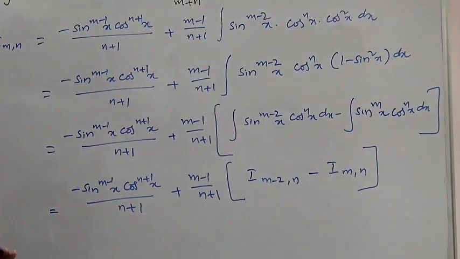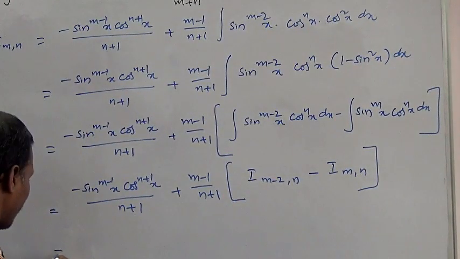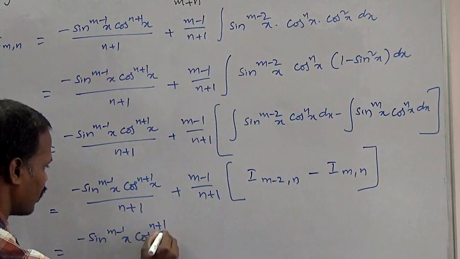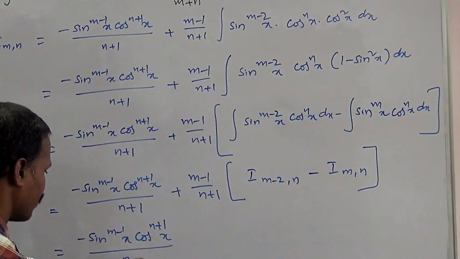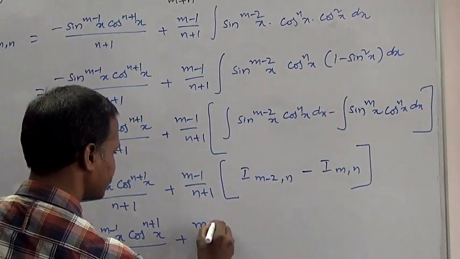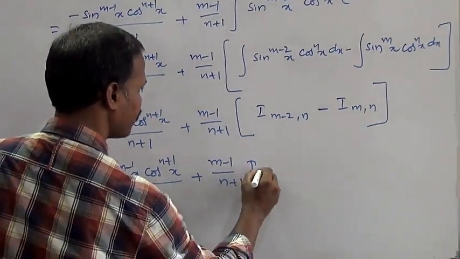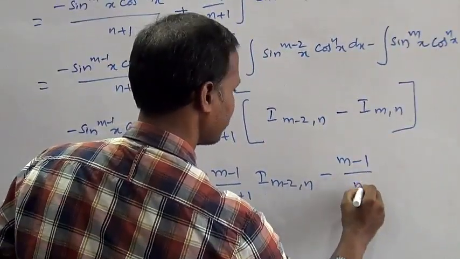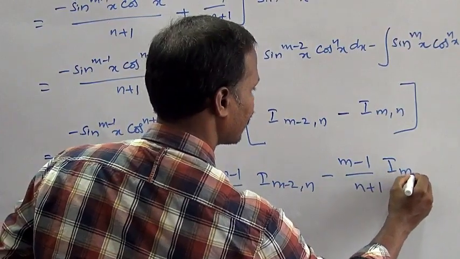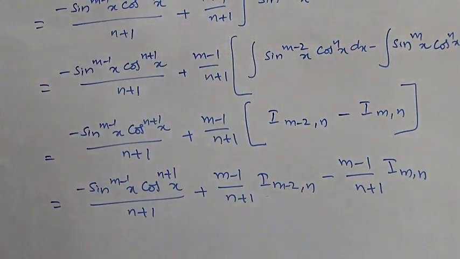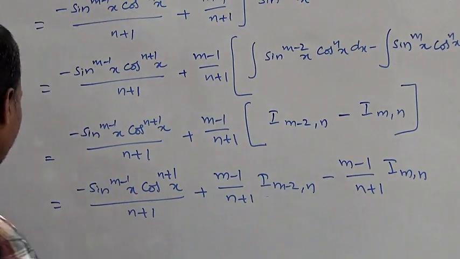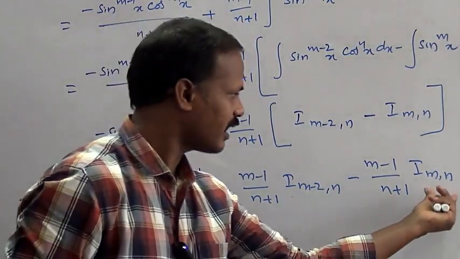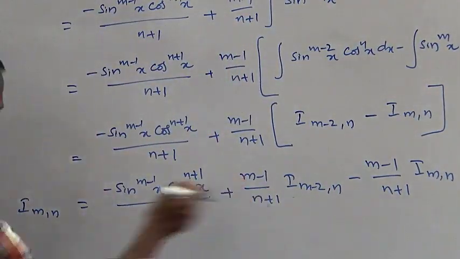Now simplify this. So this is equal to minus sin power m minus 1 x cos power n plus 1 x by n plus 1, plus m minus 1 by n plus 1 I(m minus 2, n), minus m minus 1 by n plus 1 I(m, n). Actually what we have to calculate? We have to calculate I(m, n). So already left side I(m, n) is there. So take this I(m, n) term to left side. So what you will get?